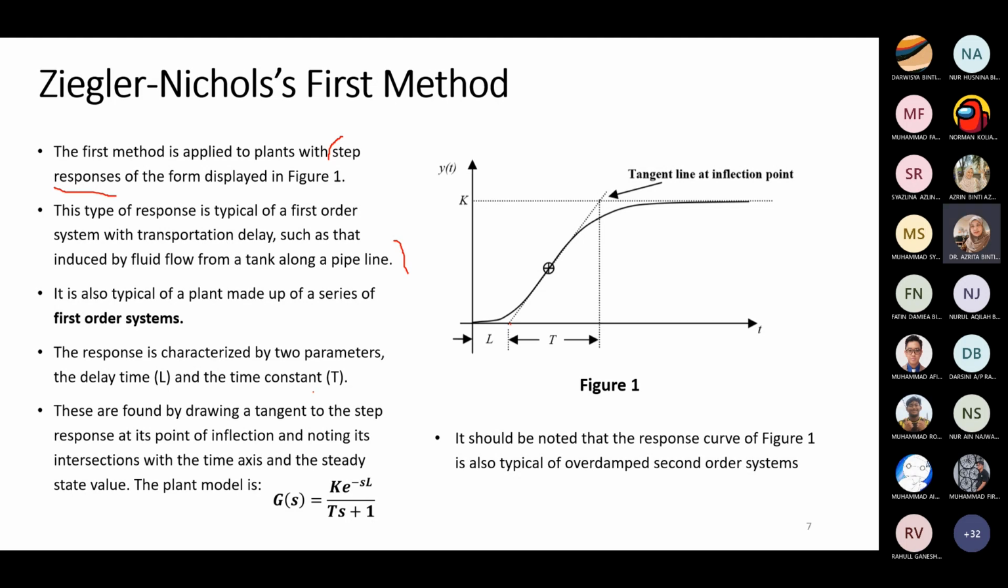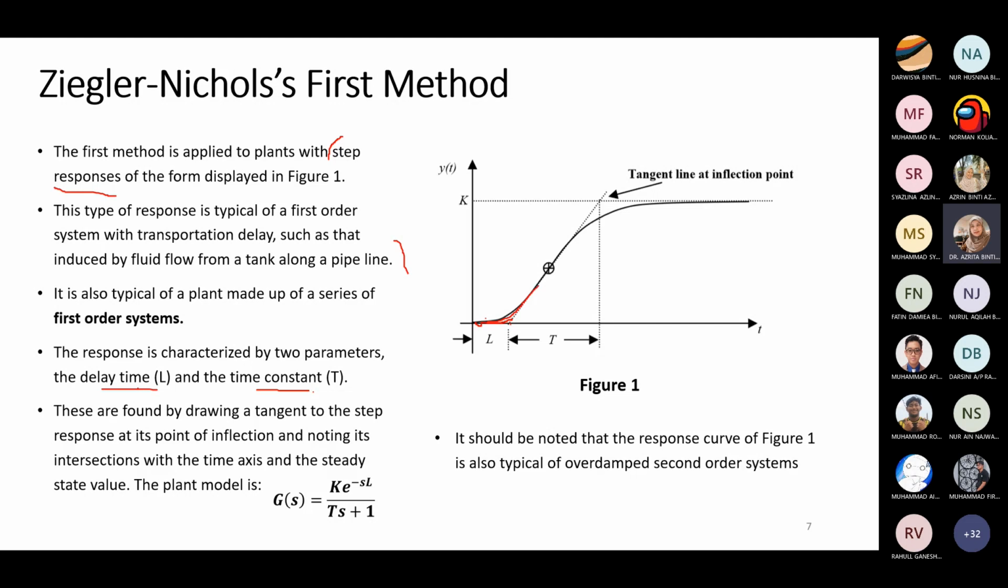The value of the time constant. And then from here, we can find all these values, the time delay and the time constant, from the drawing of the tangent to the step response at its point of inflection, and noting its intersection with the time axis and the steady state value. So when we have the first order method, our response will become like this.